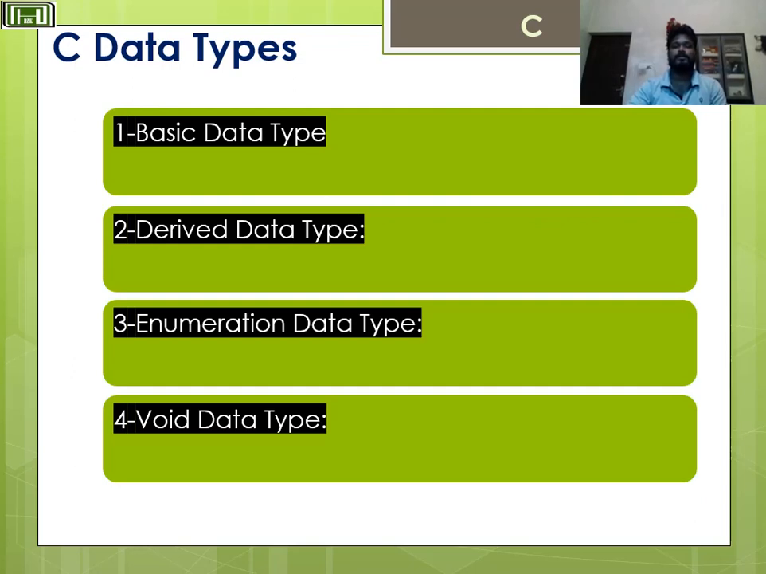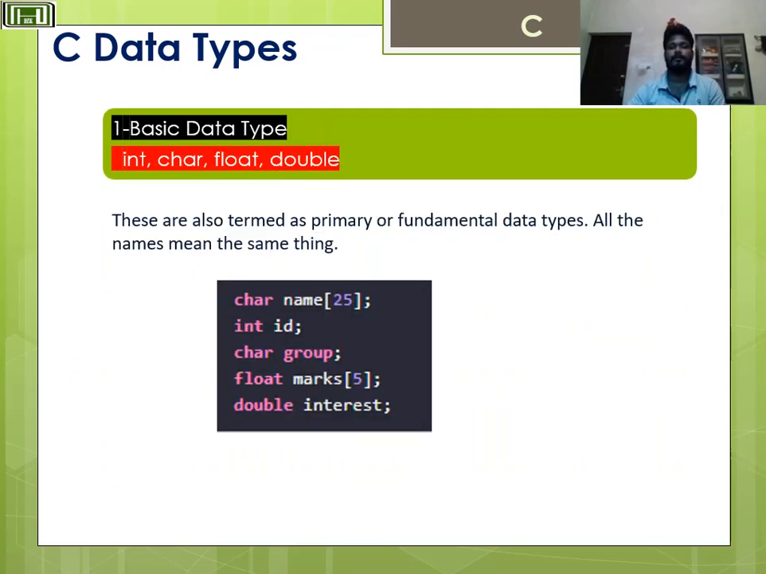First we are going to discuss basic data types. These are the fundamental or preliminary data types supported by C: int, char, float and double. These are also termed as primary or fundamental data types. All the names mean the same thing.